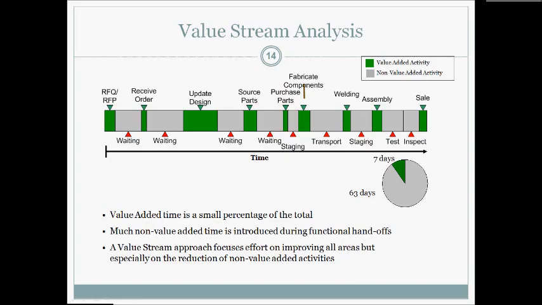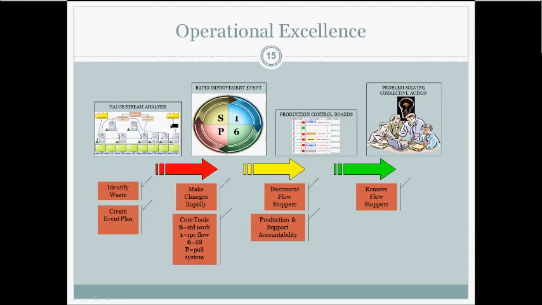So your goal with lean is to eliminate these different waiting times, staging times, transportation, inventory, overproduction, testing, inspection. All of those things are non-value added. And usually it happens when different functional areas hand off the product to each other. So the goal of lean is to reduce that non-value added time so that the customer gets the value faster. And that helps with the reduction of cost.